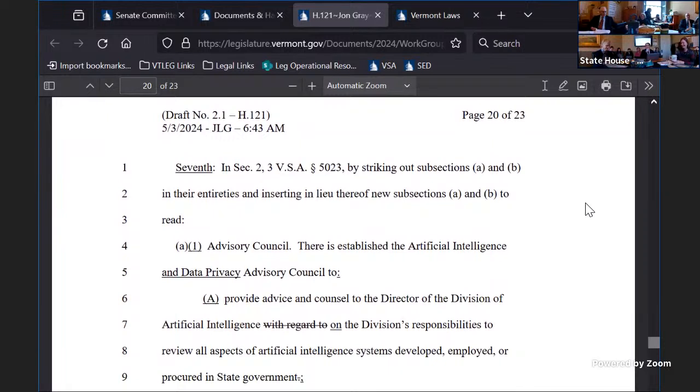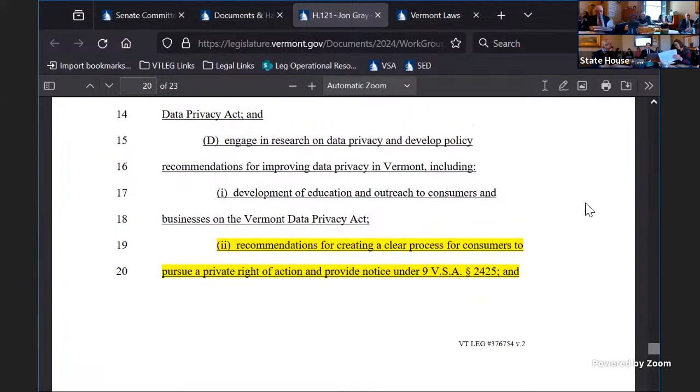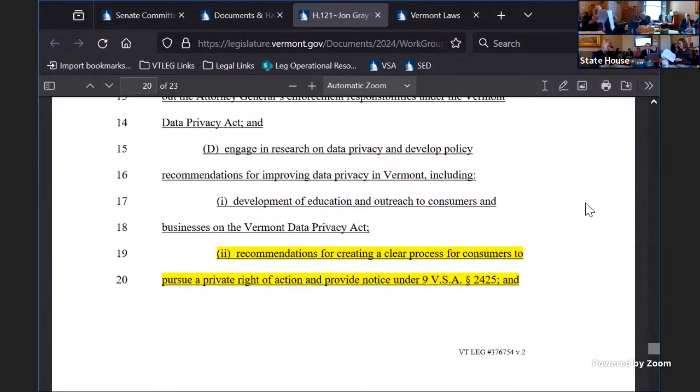So let's jump down to the last piece here on page 20, the seventh instance of amendment. There's some slight tweaks to the AI Data Privacy Advisory Council, adding some pieces to the report. At the very bottom of that page, based on the discussion around what's happening with PRA, we include in that report recommendations for creating a clear process for consumers to pursue a private right of action and provide notice. We talked about what form that notice should take. This is meant to task them with developing recommendations to clarify.